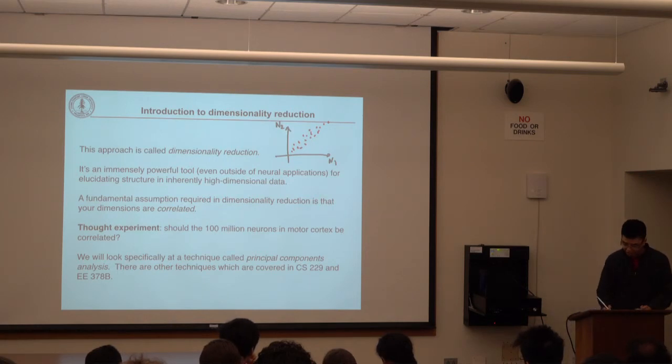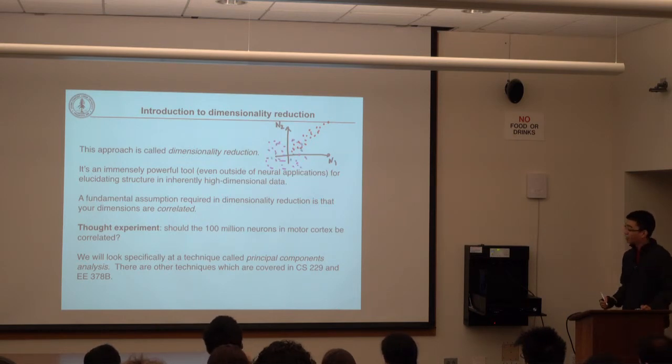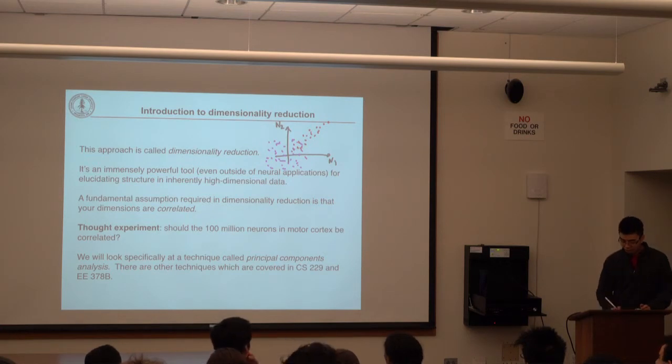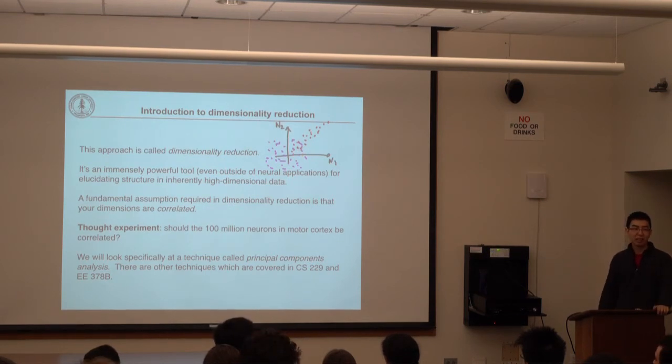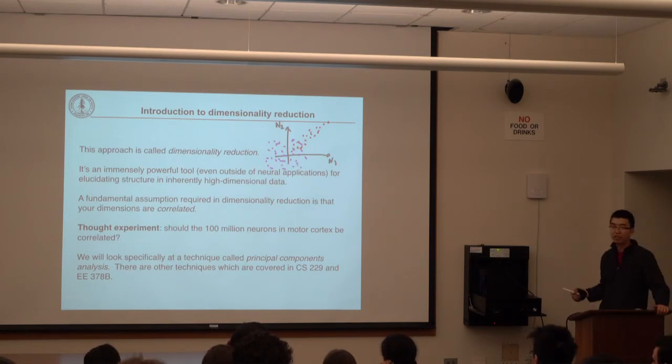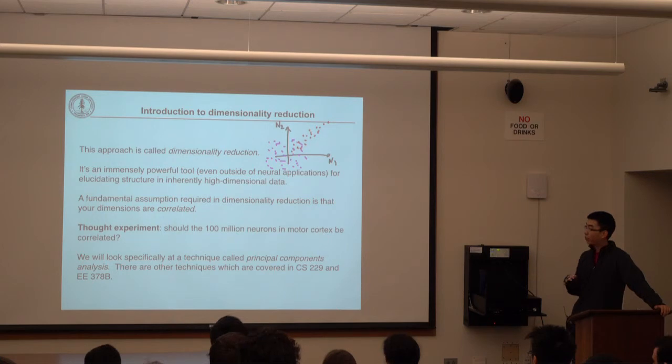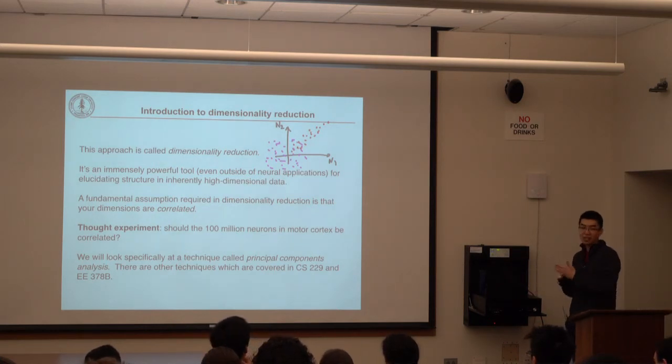However, if instead my data points look like this, then knowing what neuron 1's firing rate was, say neuron 1's firing rate was this value, I really don't have any information at all about neuron 2's firing rate. Neuron 2 could be up here or it could be down here. And so these purple dots here would be completely uncorrelated. And so we couldn't reduce its dimensionality.